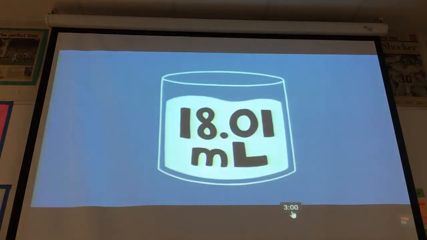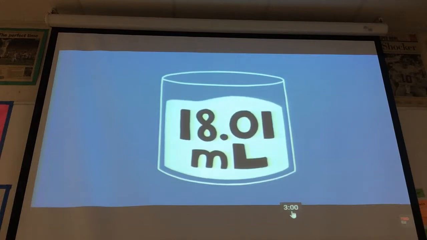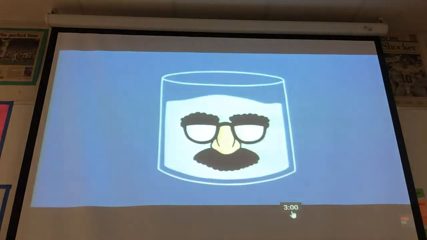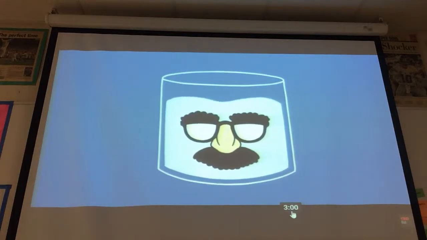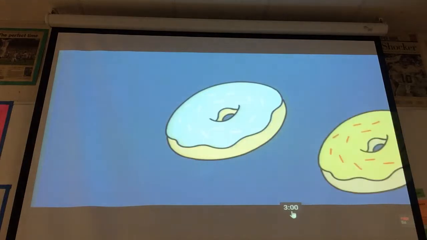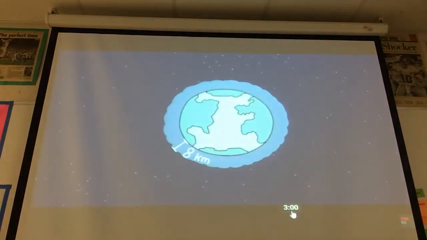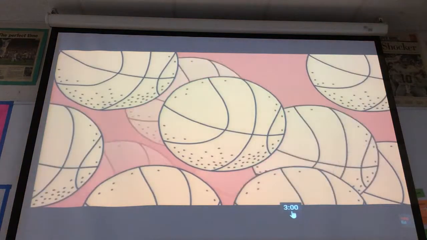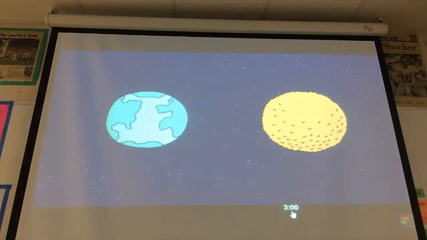Remember our 18.01 milliliters of water? Well, that's a mole of water. But how much is that? Exactly what does 602 sextillion look like? Maybe this will help. Exchange the water particles for donuts. If you had a mole of donuts, they would cover the entire Earth to a depth of 8 kilometers, which is about 5 miles. You really need a lot of coffee for that. If you had a mole of basketballs, you could create a new planet the size of the Earth.